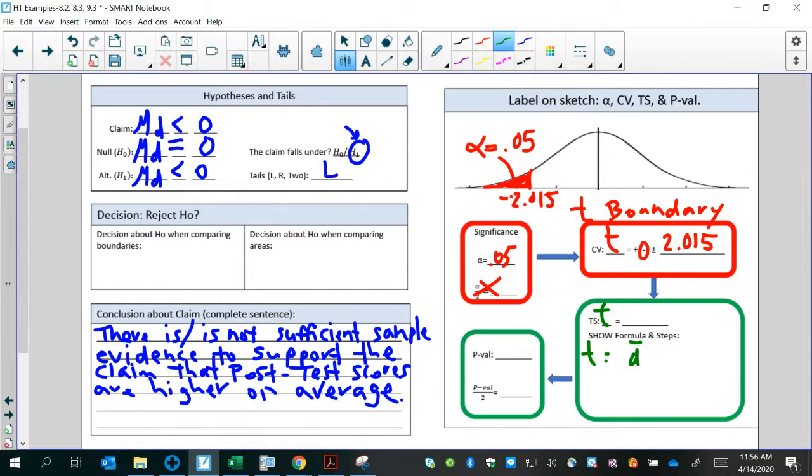Sample difference, sample average of differences, minus population, I'll write that in blue, minus the claimed mean, then divided by the sample standard deviation of the differences divided by the square root of n.